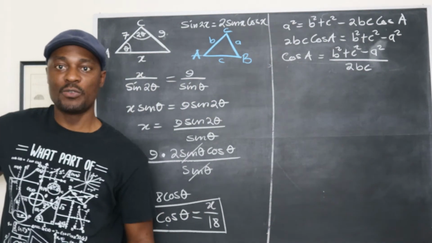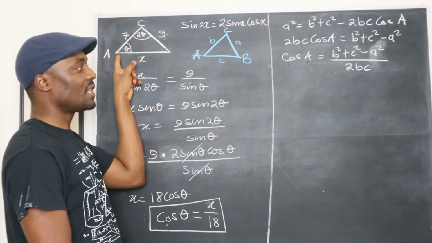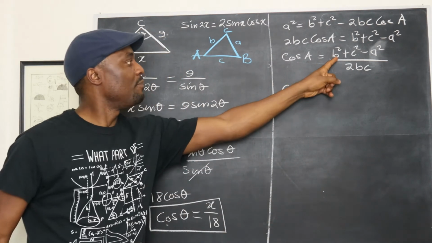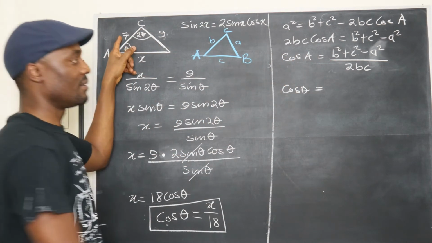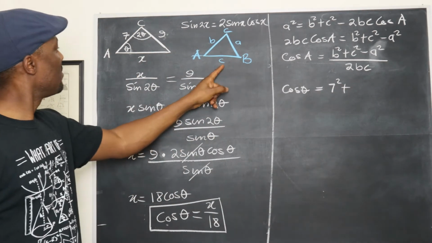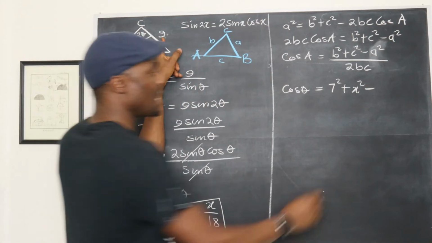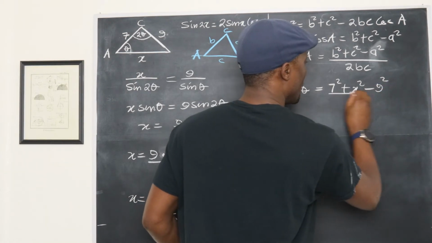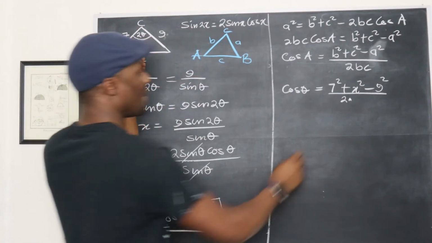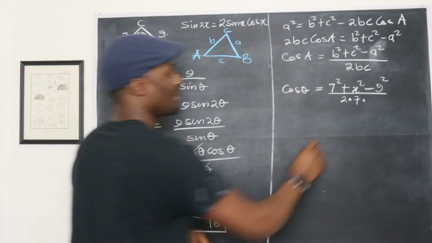So, based on what we just created now, you can see that our cosine A will correspond with our cosine theta. So I can write cosine theta equals, our B now corresponds with the 7. Okay, that's 7 squared plus, and then the C corresponds with the X, that's X squared. And our A will be 9 squared. All over 2BC will be 2 multiplied by B, 7, multiplied by, what's C? That's X.